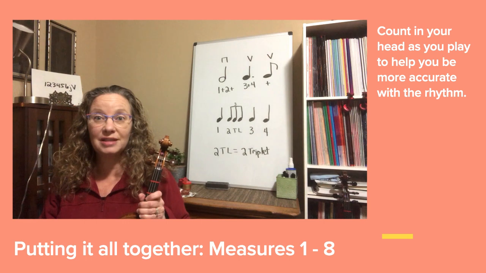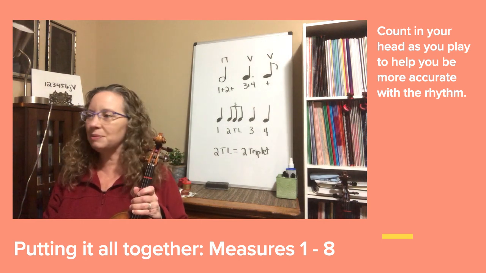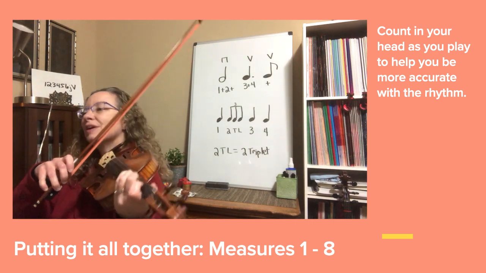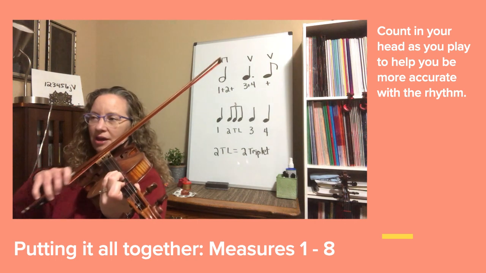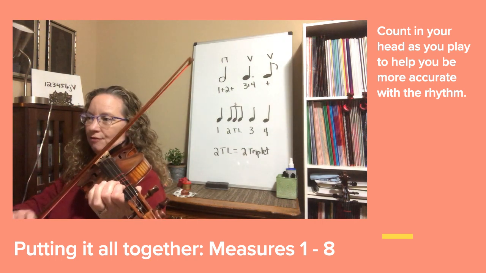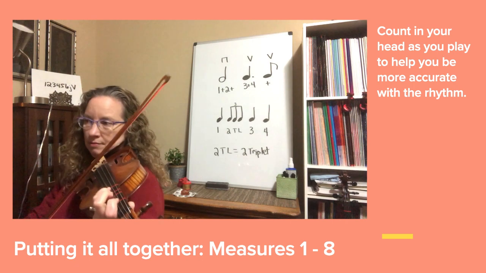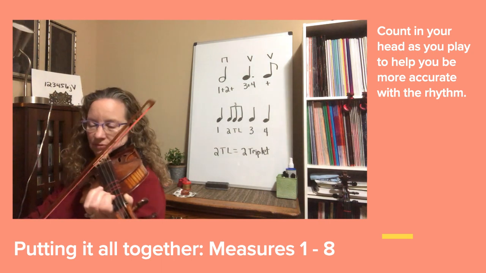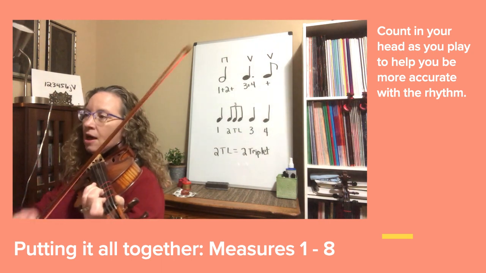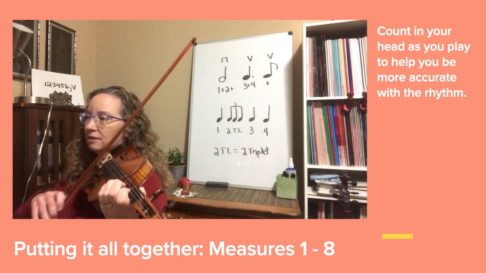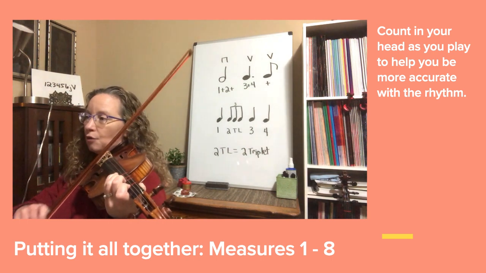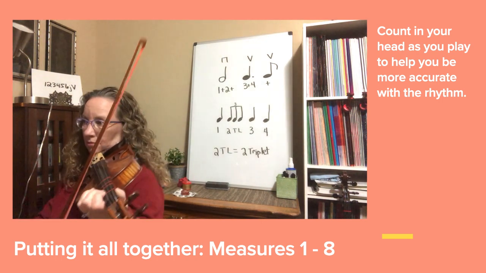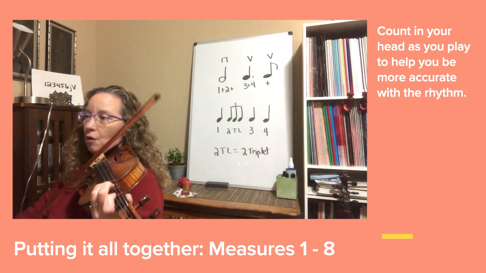We're going to try to put the first 8 measures together now. We're going to start right at the beginning and play up until the end of measure 8. 1, 2, 3, and 4, and 1, 2, 3, and 4, hook. Up to G natural, 1 and 2. 3, 4, lift. 1, 2, 3, and 4, hook. 3 and 4.